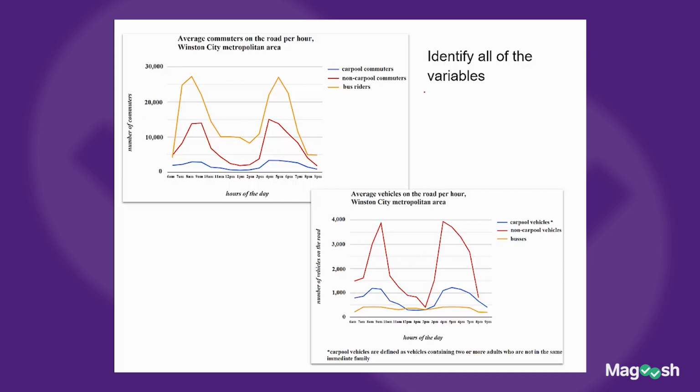First of all, identifying all the variables. First, let's go to the graph titles because they provide a summary of the information that we see down below. Okay, so in the first graph, we're looking at average commuters on the road in Winston City. Okay, so these are commuters, people, right?